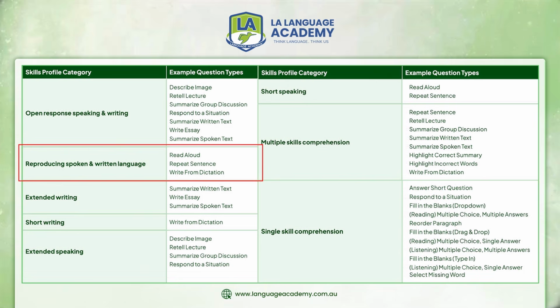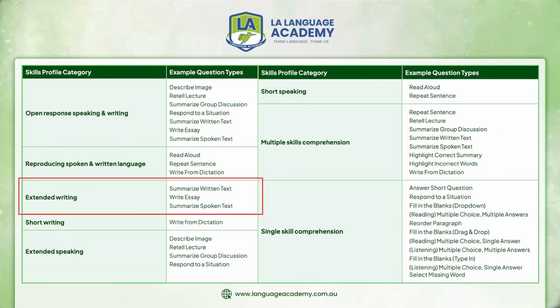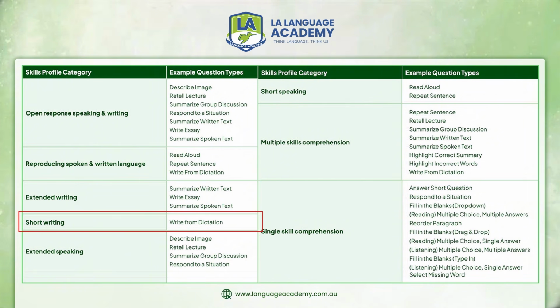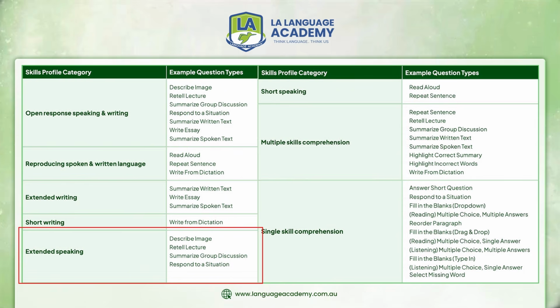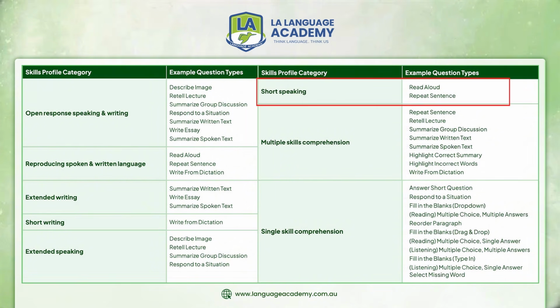Next, reproducing spoken and written language. It includes read aloud, repeat sentence, and write from dictation. Extended writing includes writing, summarize written text, writing essay, and listening, summarize spoken text. Short writing just includes write from dictation. So let's say if your short writing is low, it means you've gone wrong with your write from dictation. Next is your extended speaking: describe image, read a lecture, summarize group discussion, and respond to a situation. All these questions are extremely important. They contribute towards your speaking a lot. Short speaking is just read aloud and repeat sentence.